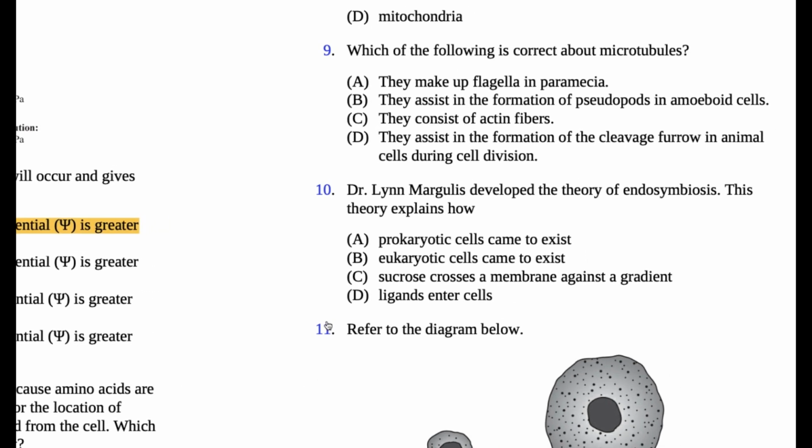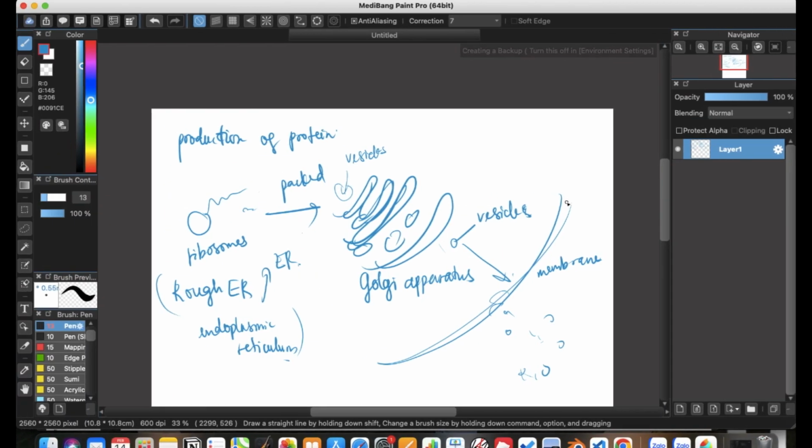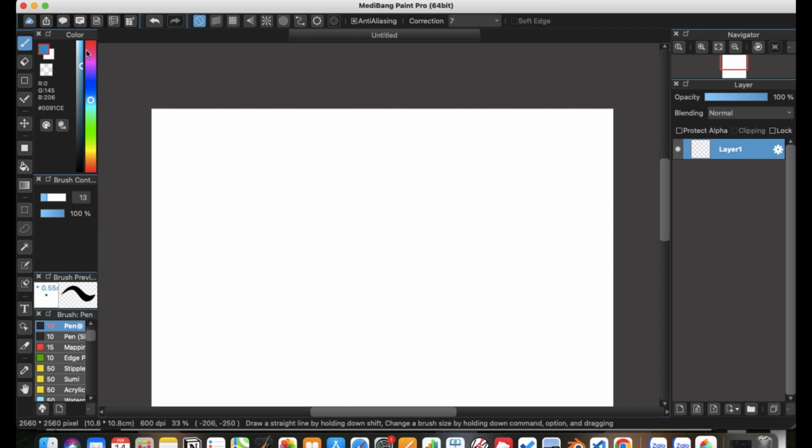Which of the following is correct about microtubules? They make up flagella in Paramecia. They assist in the formation of pseudopods in amoeboid cells. They consist of actin fibers, and they assist the formation of the cleavage furrow in animal cells during cell division. And so here, there are two things, right? Microtubules versus microfilaments.